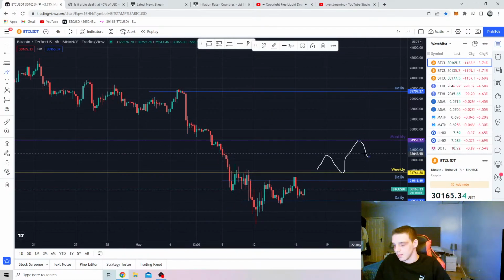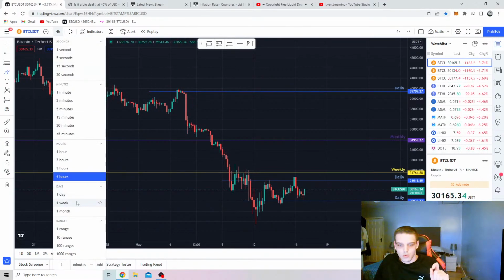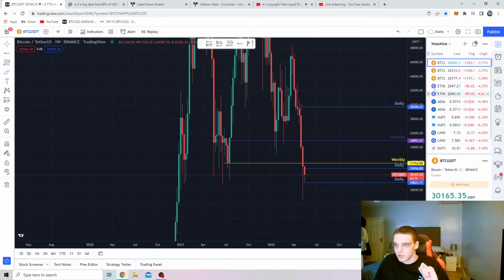We may blast right through it, but because it's a monthly, it's a stronger level than the daily and the weekly, for example. And obviously you're seeing how respected the dailies are at the moment, so you would expect the monthly to be even more respected than a daily, because it's a higher time frame.